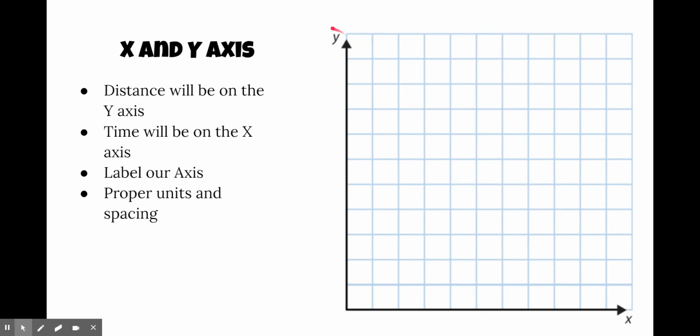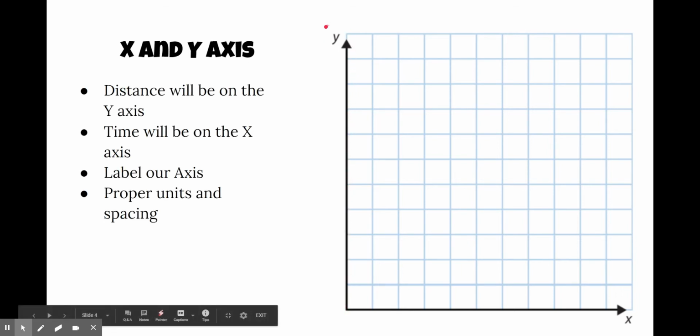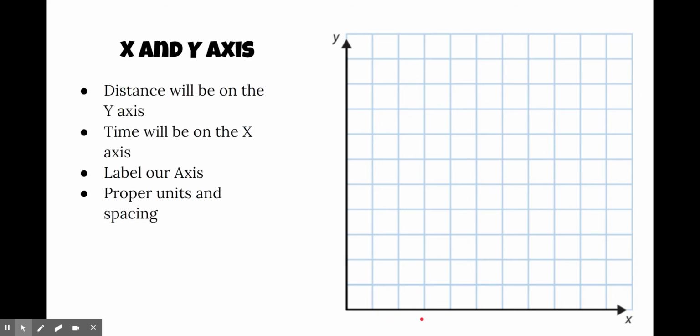When we do distance versus time graphs and we're graphing velocity, distance will go on the y-axis. The x-axis is the horizontal axis. It runs down here at the bottom. We're always going to graph time there because time goes on and on and on, and it makes it a lot easier for us to graph time on the x-axis because we can't stop time.